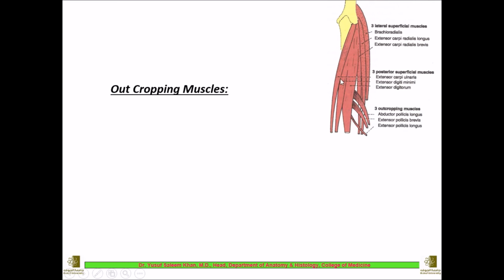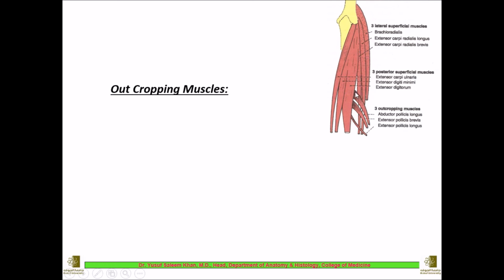So all these muscles here are the posterior superficial muscles, here are the lateral superficial muscles. Okay, this is the brachioradialis, extensor carpi radialis longus, as well as the extensor carpi radialis brevis. Here these are the lateral superficial muscles, and here are the posterior superficial muscles, that is the extensor digitorum, extensor digiti minimi, as well as the extensor carpi ulnaris.